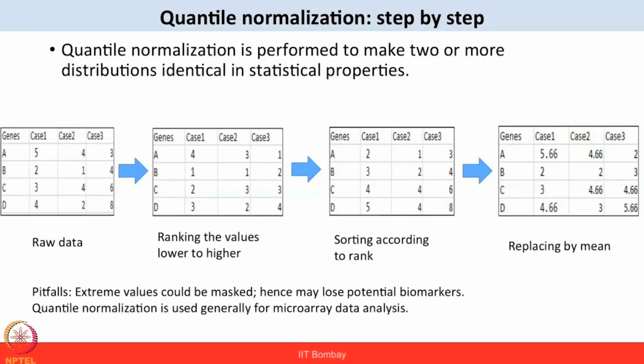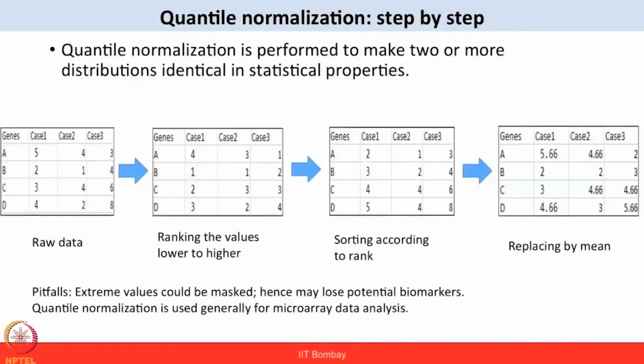If you look at the raw data and the final replaced-by-mean data, the rank remains the same, the order of genes A, B, C, D remains the same, but the values are changed and they have similar, identical statistical properties. So this is the underlying assumption of quantile normalization.